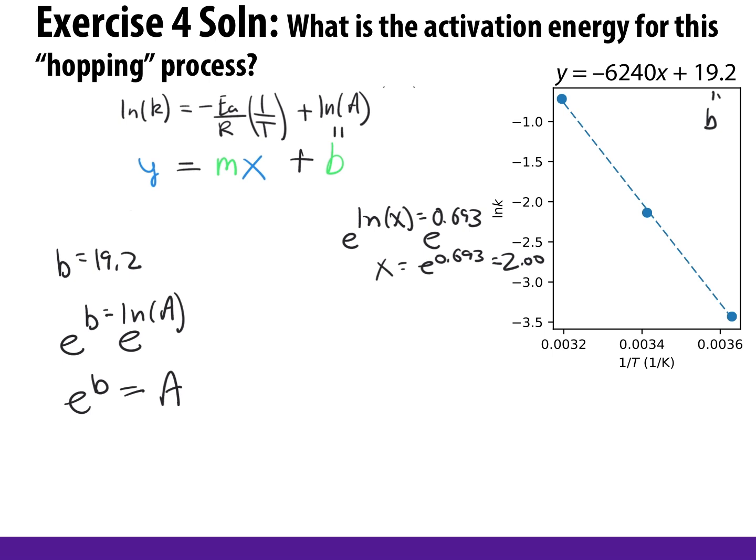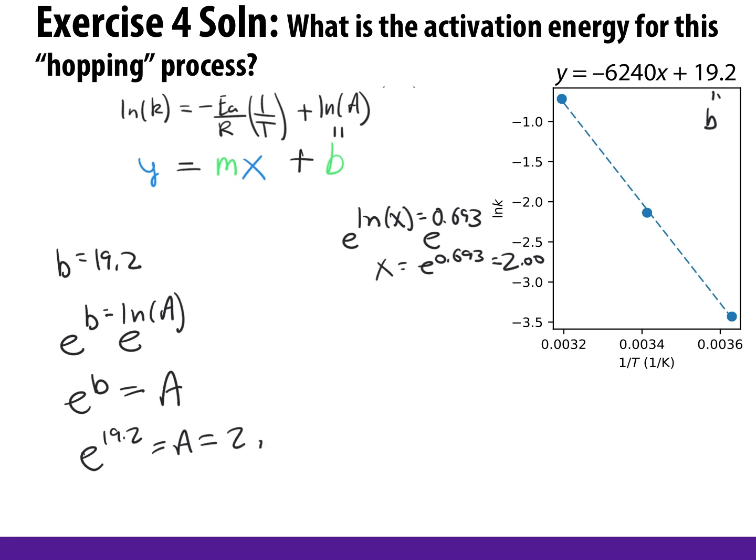B was 19.2, and it is a unitless number. So e to the 19.2 is equal to A. I can plug that in. I've got to convert back to scientific notation to make that work nicely here, so I don't have to move the decimal place so many places.